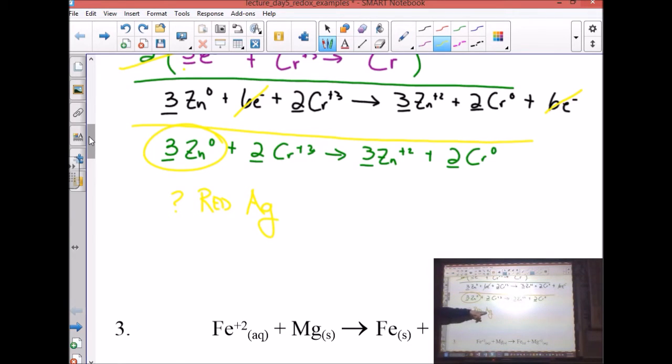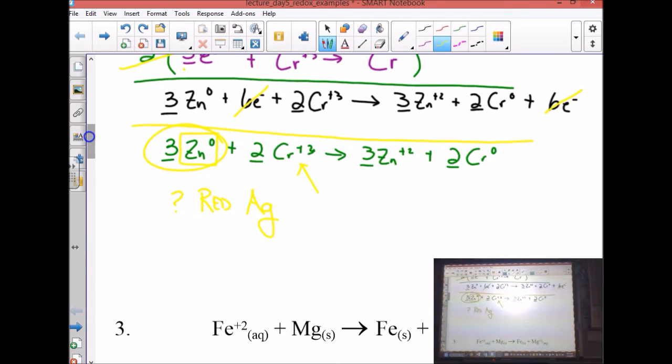Who's the reducing agent? So 2Cr plus 3 would be the oxidizing agent, right? Oh, I'm sorry. The oxidizing agent would just be the chromium +3. The balancing is how many we have, but it's the chromium. So the reducing agent really is the zinc. You don't include the coefficient. So the reducing agent is always on that side, always on the left.